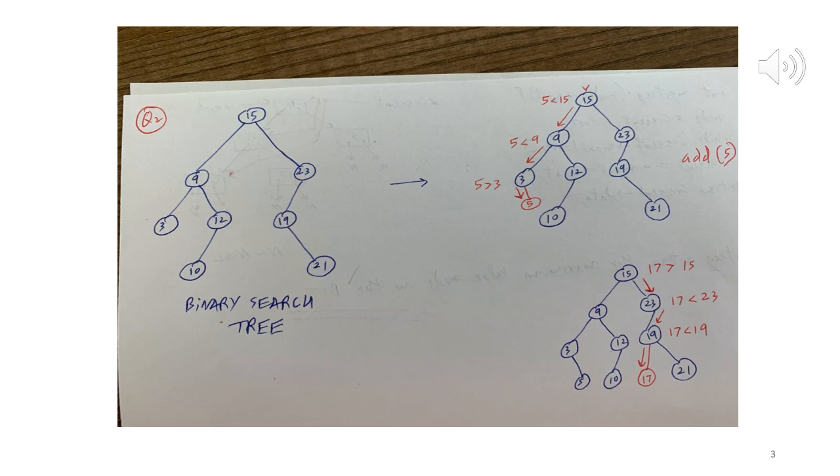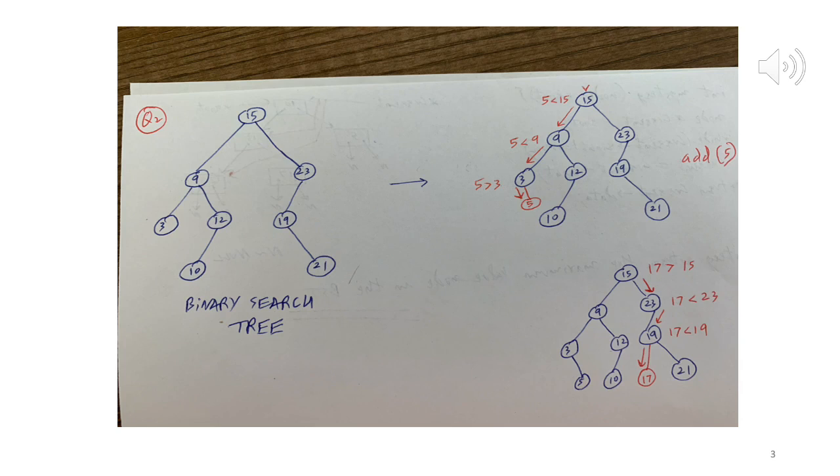3 is a leaf node. 12, left child 10, no right child. 19, no left child, 1 right child, 21. So as I'm going down levels from the root, 15, then 9 and 23, then 3, 12, 19, and then 10, 21. So the structure of the tree is given. And now what we have to do is we have to add two nodes separately, one with value 5, one with value 70. Okay. So we know that binary search tree, what is its defining property?